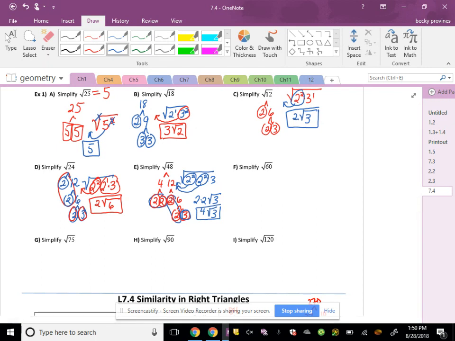Now, guys, I realize some calculators will do this for you, but when it comes to I-Step time, this is not on the calculator portion, so it is really important that we learn how to do this without relying solely on your calculator.